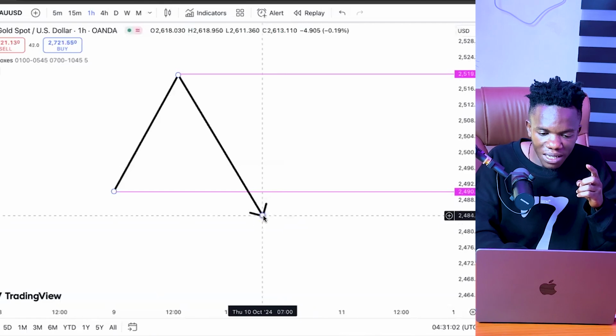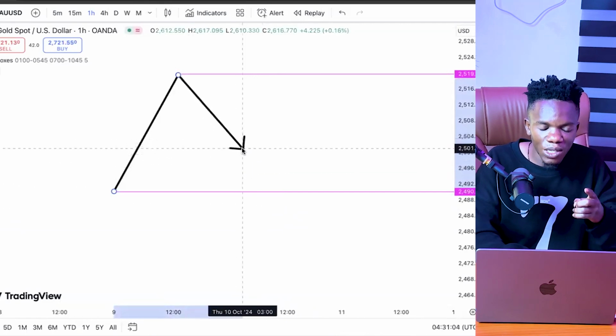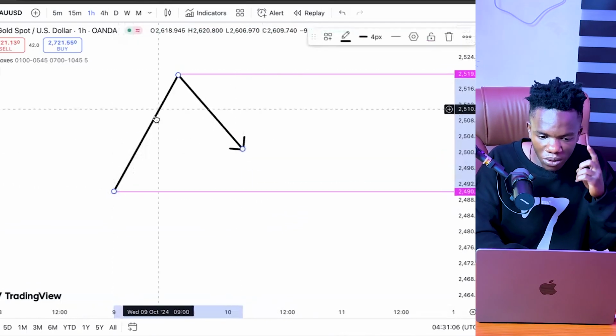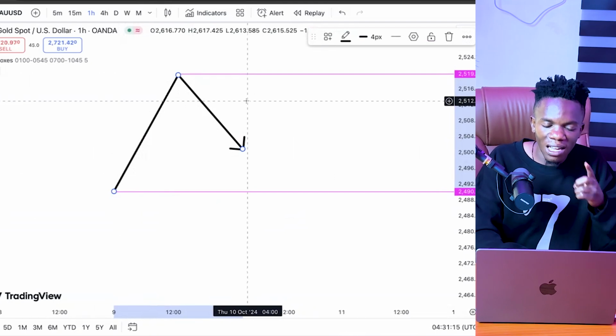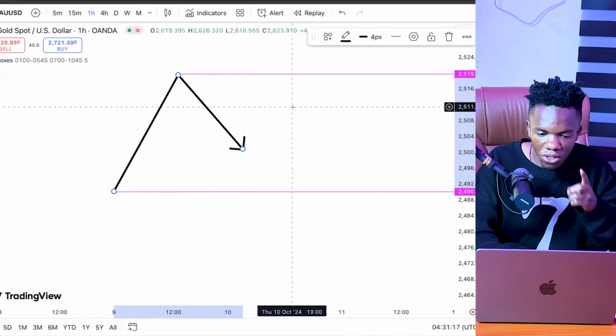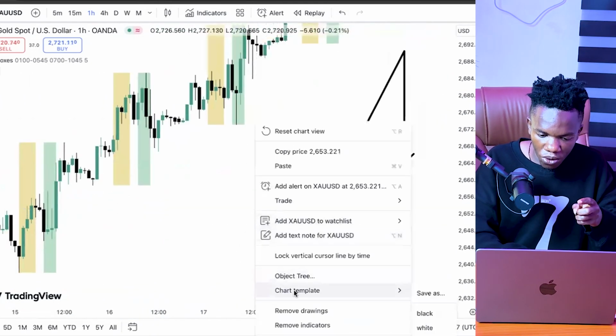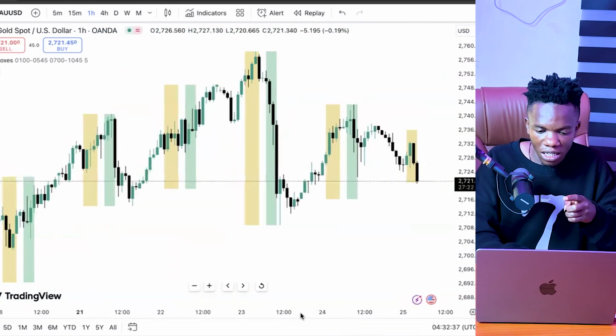So what we need is to make sure price is still within this zone, this low to this high. Then we can start looking for a reversal entry opportunity inside the New York zone. Let me show you guys an example. Let me just remove all these drawings on my chart, then reset it. Let me show you guys an example.